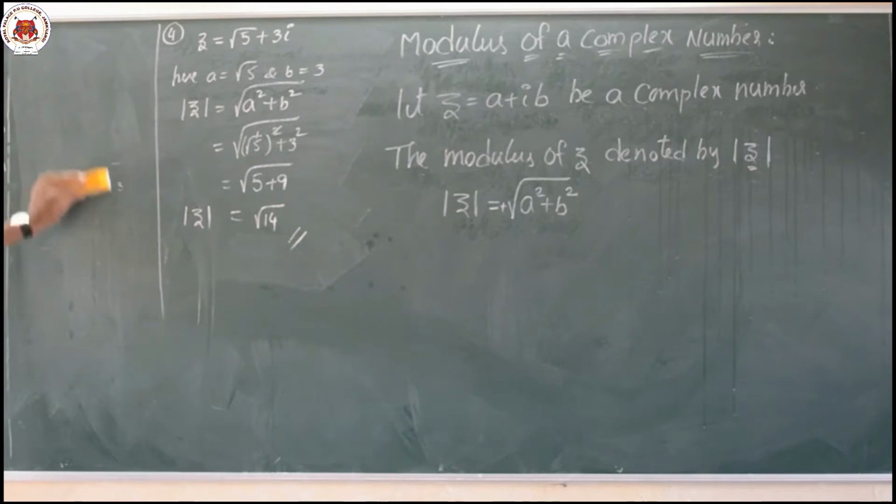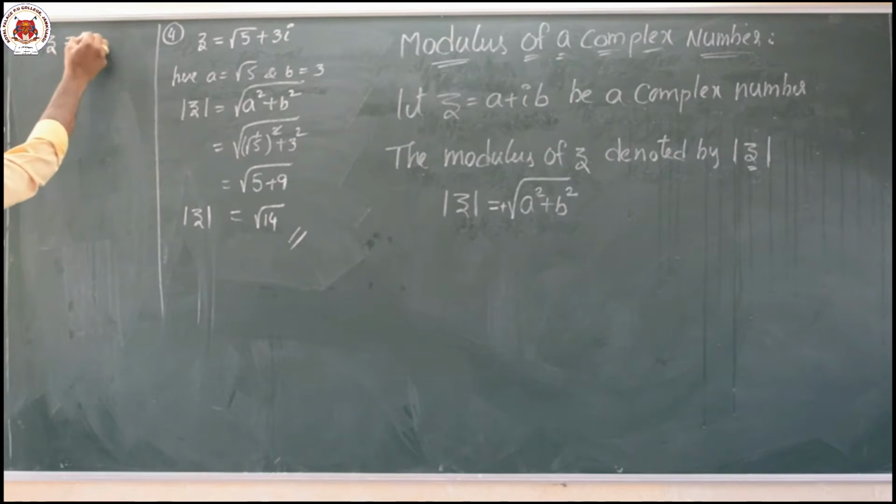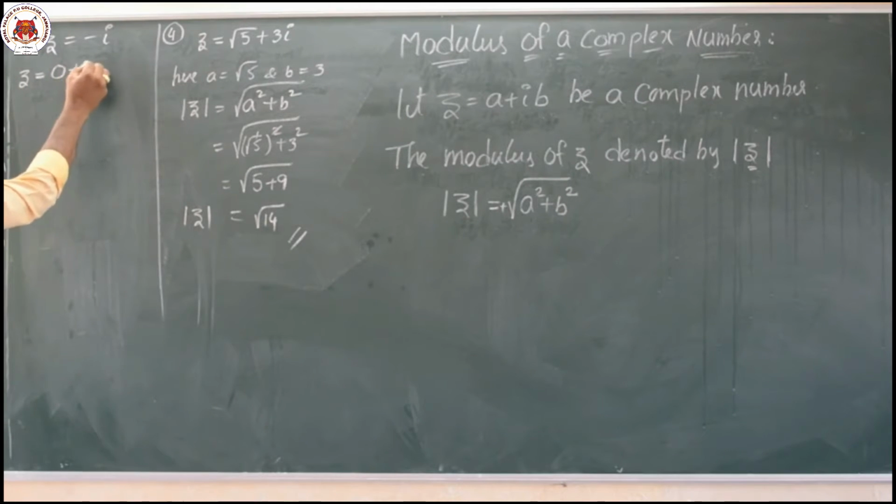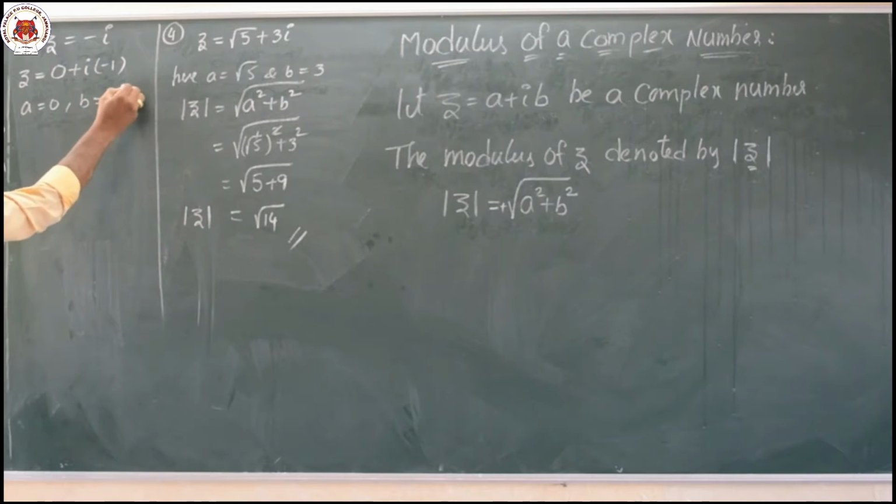The next question is z equal to only minus i is given. So we will write z equal to minus i. First you convert it into the form of a plus ib. Here there is no real part, so you put 0. Plus i into the imaginary part, minus 1 is there, because plus into minus is minus, so minus i is 0 plus minus i. So here a equal to 0, b equal to minus 1.